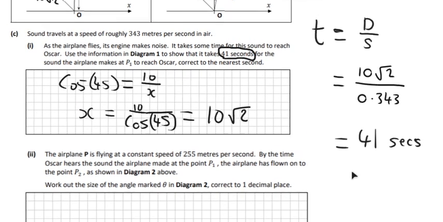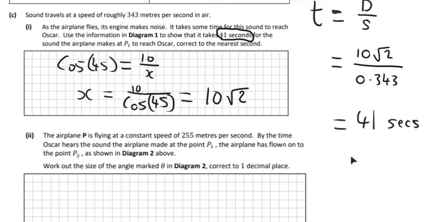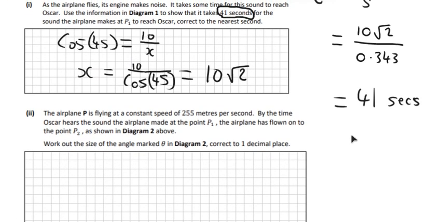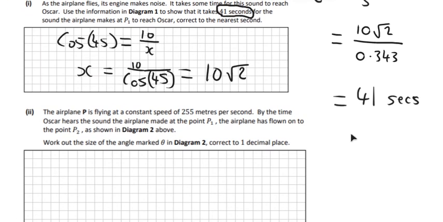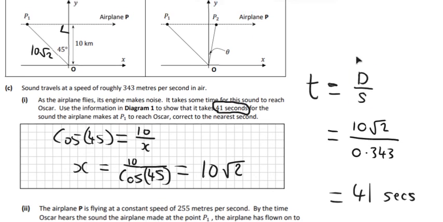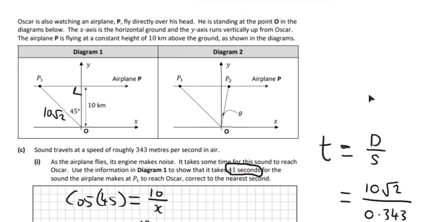So we're using diagram 2 here. So we have to work out the size of the angle marked theta. So we know a few things already. We know that this is 10 here, from O to P. We know this is 10 root 2.